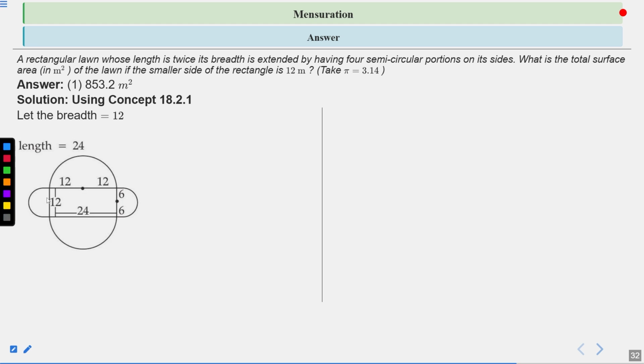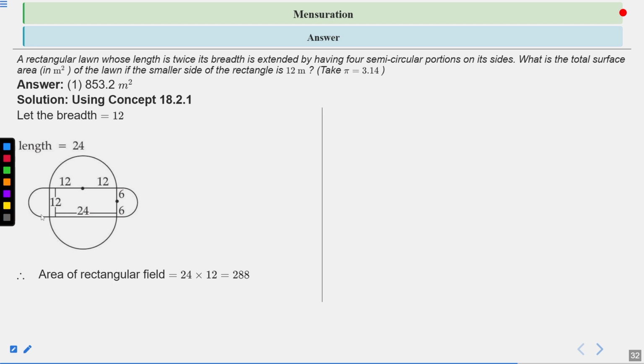If breadth is 12, this distance is given, which is 12. So length will become 24. So this length, we get it, 24 centimeter. Now we make the four semicircles. It means this will be the radius of the half part of the width and half part of the length. So from here to here, this is 12. From here to here, this is 12 centimeter. Same way, this is 6 centimeter part and this is also 6 centimeter part. So we can calculate it.